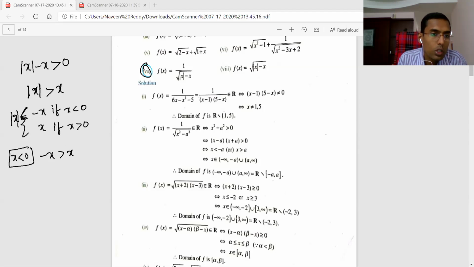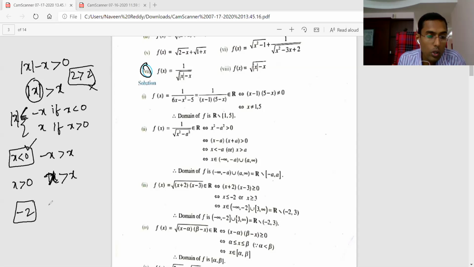When x is negative, this is always positive. This positive has to be greater than this. That means this has to be negative. Therefore, this is true. X is less than 0 is your answer. But if x is greater than 0, this is positive, this is x. If I put 2, 2 greater than 2 is wrong. If I put 0, 0 greater than 0 is wrong. But if I put minus 2, mod of minus 2 greater than minus 2, yes, that is 2 greater than minus 2. That's true. Therefore, the answer is x is less than 0.